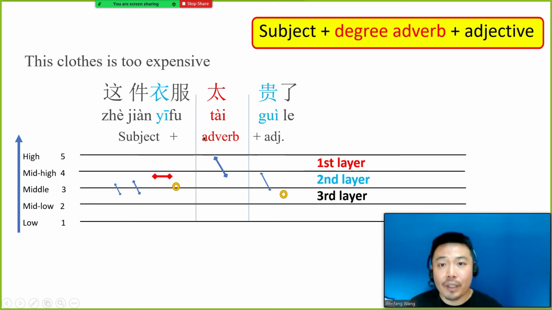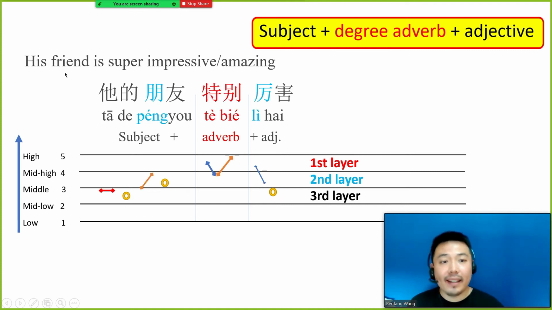The degree adverb is too. 太. So this sentence will be 这件衣服太贵了。这件衣服太贵了。Another example.